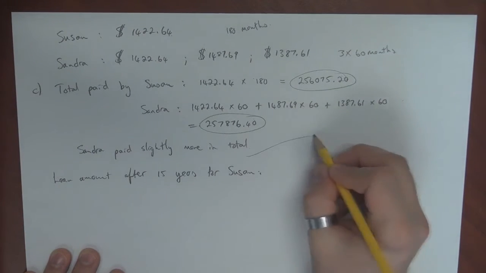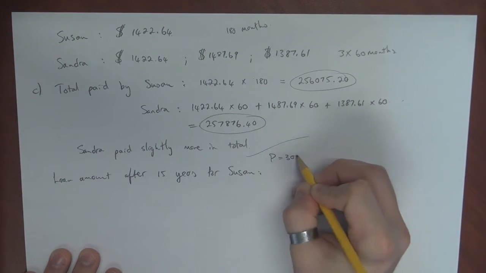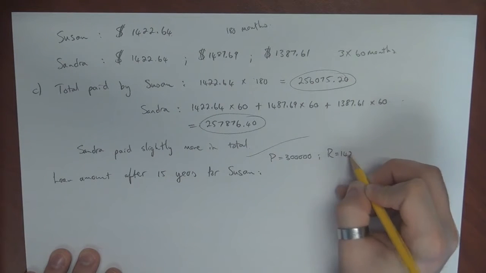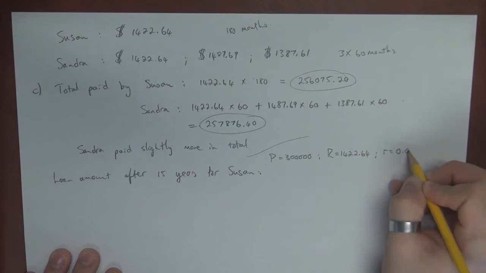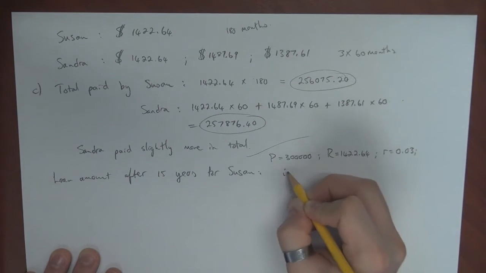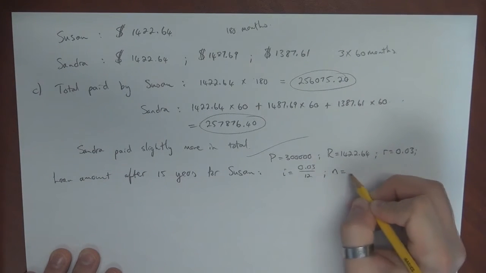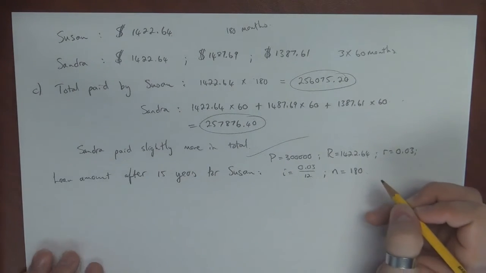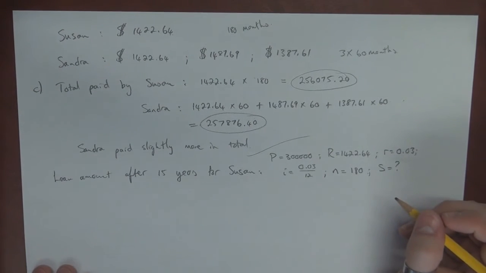So now for Susan, the original loan amount is $300,000. The payment is $1422.64. The interest rate is fixed at 3%. The monthly interest rate is adjusted, and I'm looking at 15 years, which is 180 months. And I'm trying to find S.